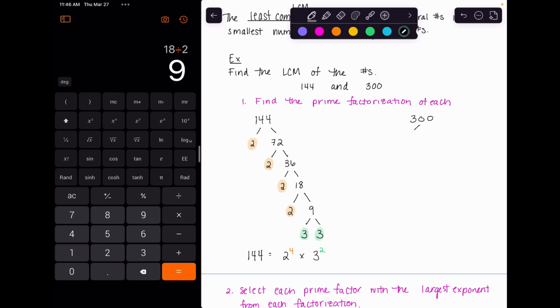Then if we look at 300, same thing. We'll start by dividing it by 2, and great, it does divide by 2. So we get 2 and 150. Then divides by 2 again, so that gives me 2 and 75. And then at this point, that does not divide nicely by 2, so that's the end of that. So we'll try dividing by 3, and fantastic, it does divide by 3.